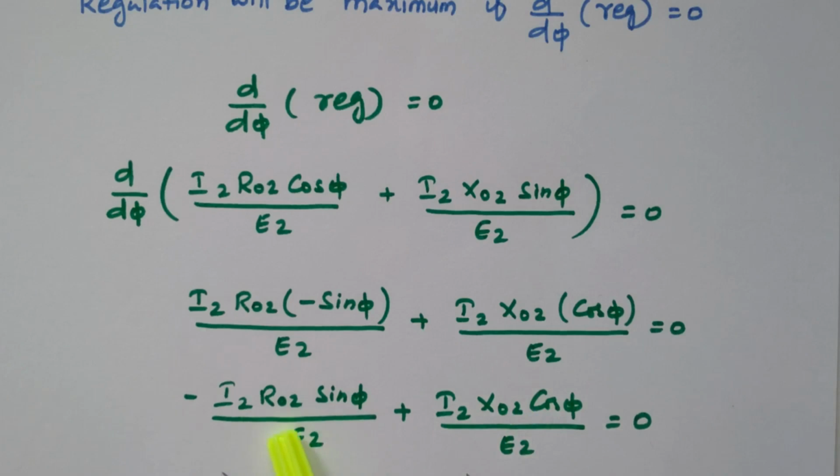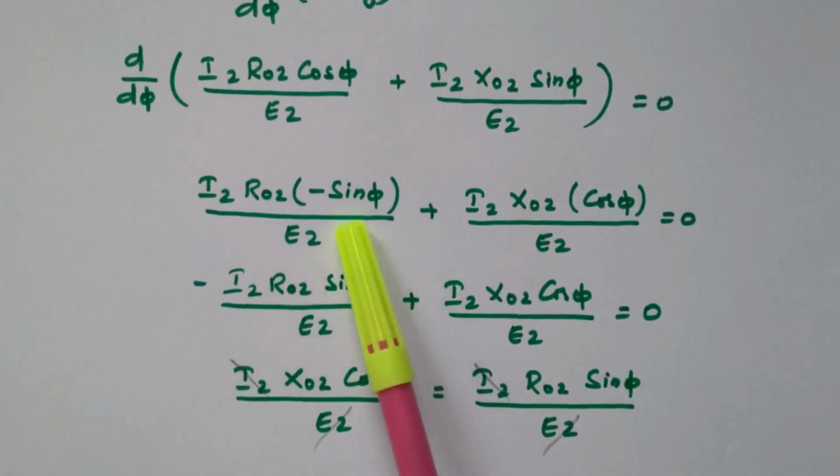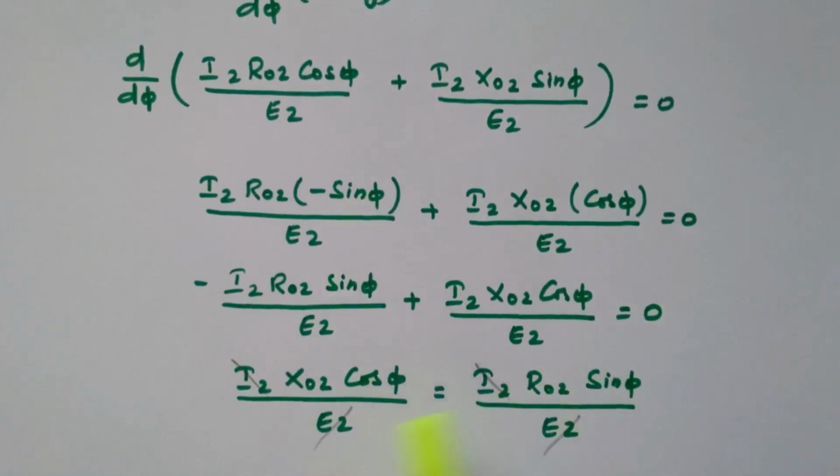Right? So bring this term to the right hand side, so that this negative becomes positive. While bringing the term to the right hand side, this part is positive. So I2 X02 cos phi by E2 equal to I2 R02 sin phi divided by E2. So this I2 got cancelled and E2 also got cancelled.